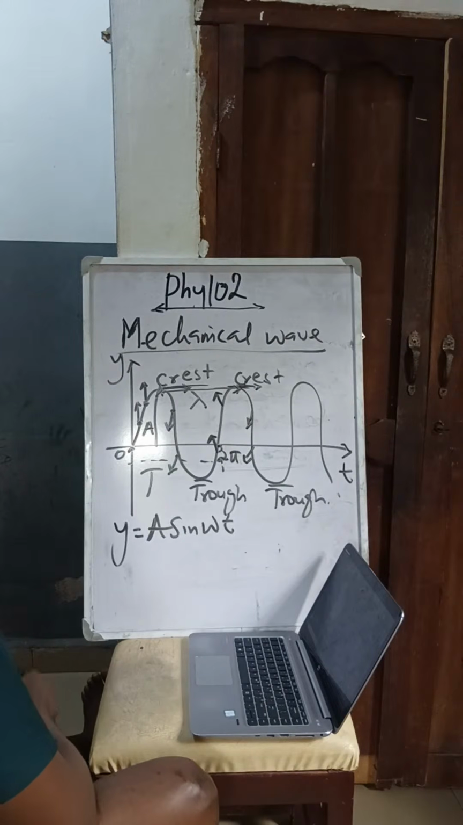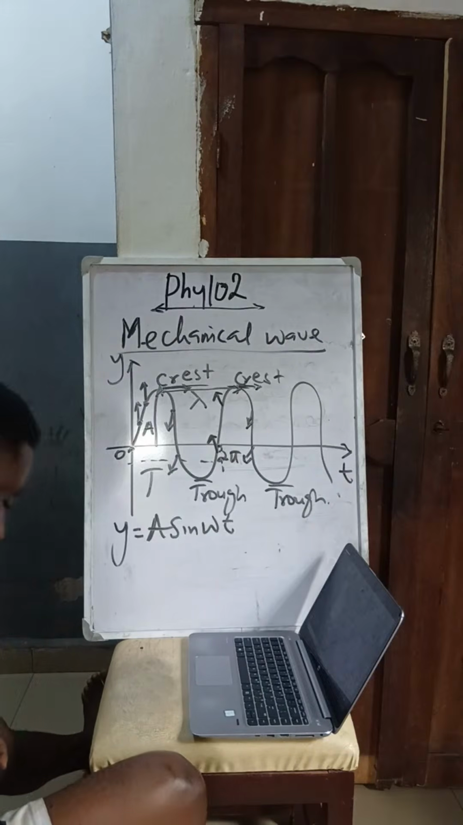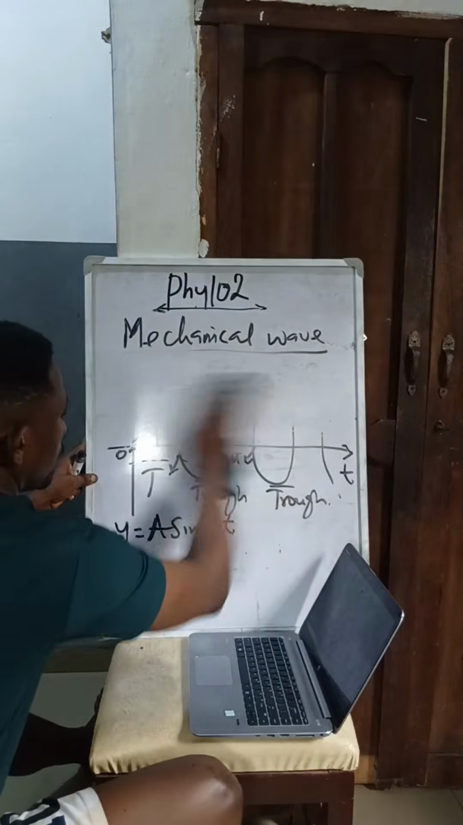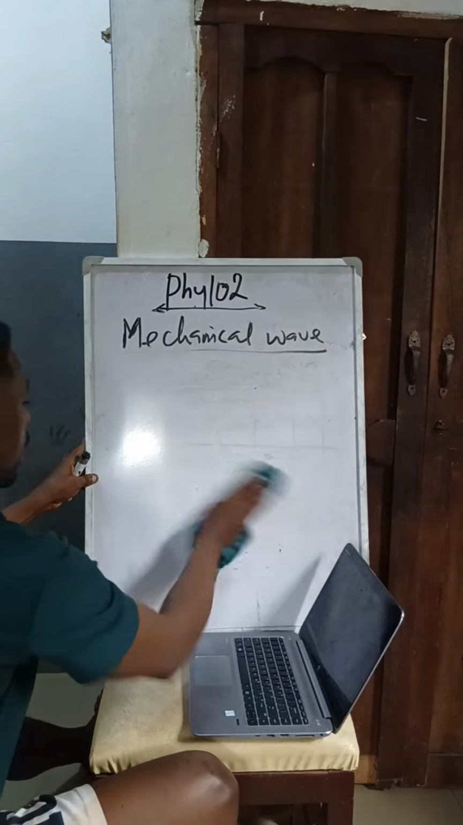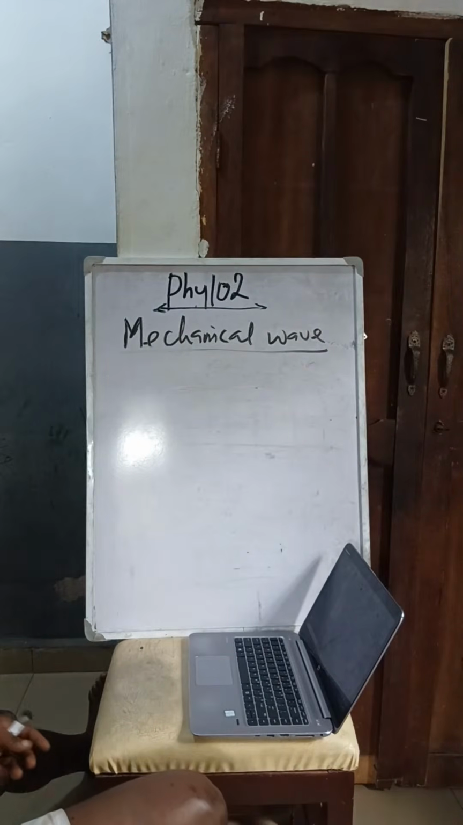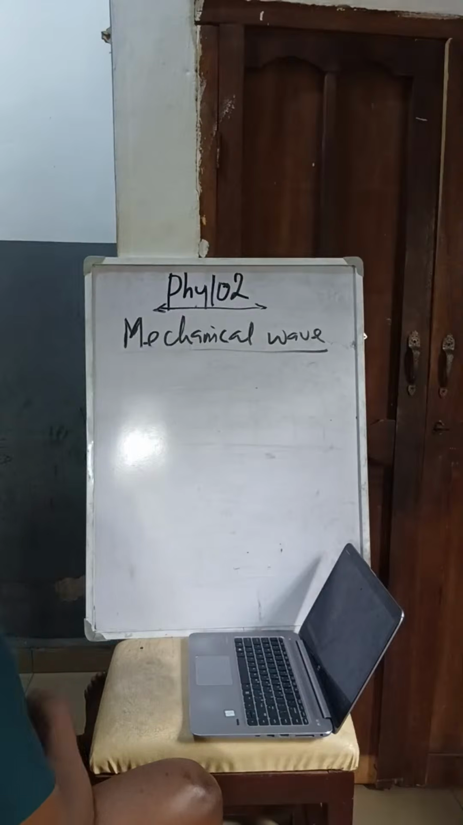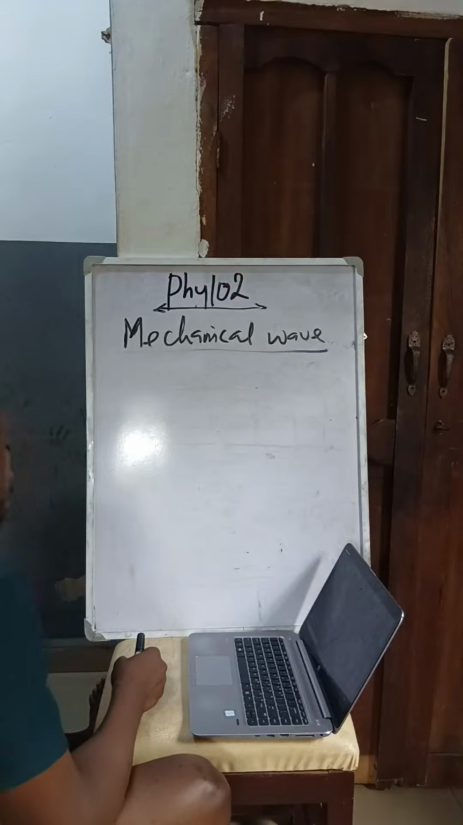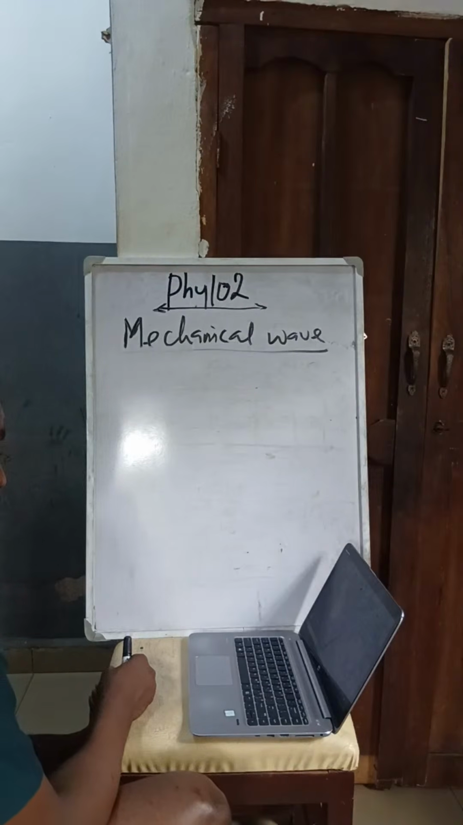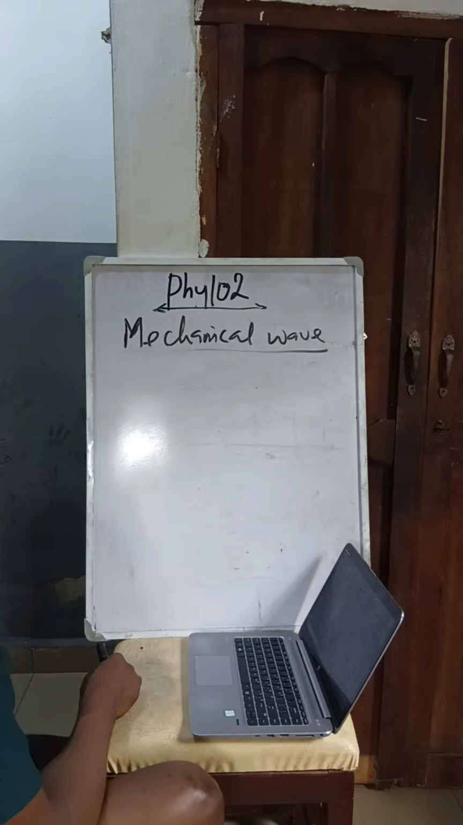So what is a longitudinal wave? A longitudinal wave is a wave in which the particles vibrate parallel to the direction of propagation.